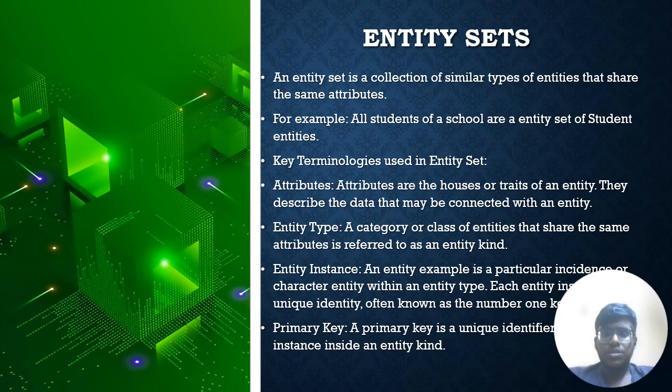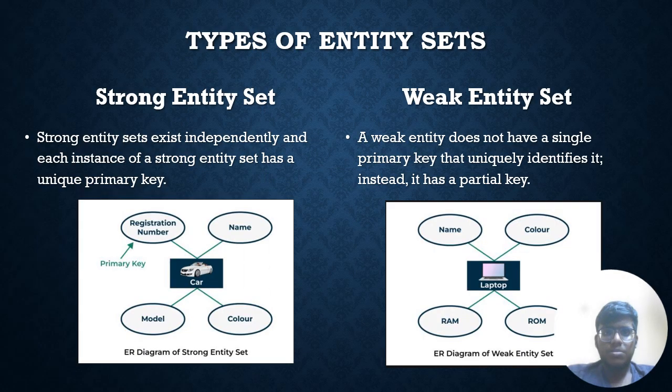Here are some of the key terminologies used in entities. Attributes, which are the properties or traits of an entity. Entity type, a category or class of entities that share the same attributes. Entity instance, a particular instance or individual entity within an entity type. And the primary key being the unique identifier used for an entity. The types of entity sets. Strong entity set. They exist independently and each instance of a strong entity set has a unique primary key. Whereas a weak entity set does not have a single primary key that uniquely identifies it. Instead, it has a partial key.